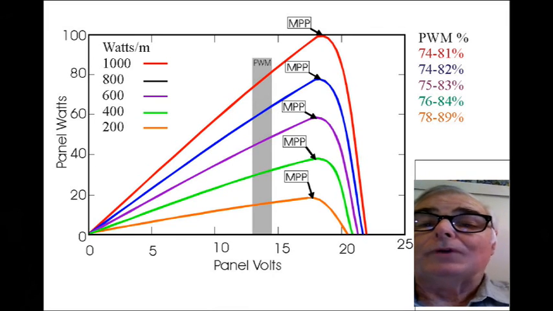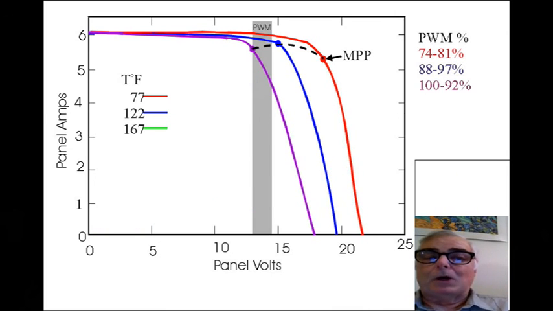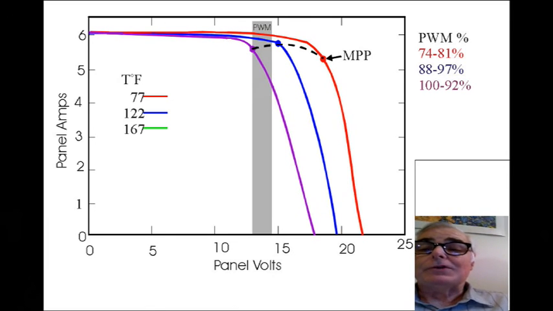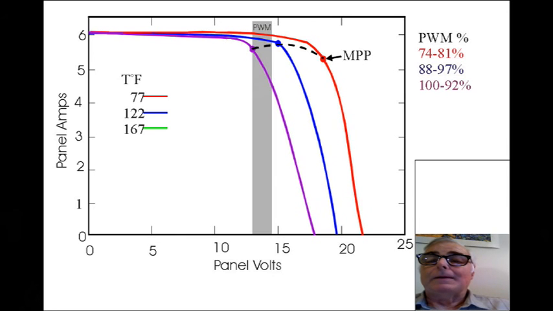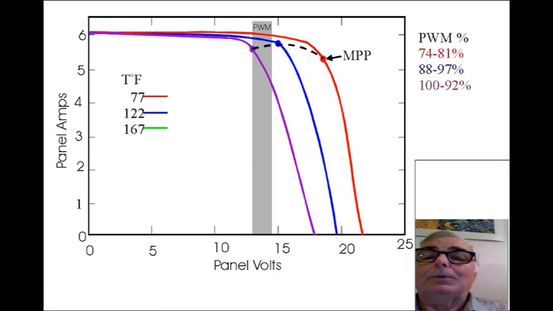Now, let's move on to my second graph. This graph is a plot of solar panel output in amps versus panel voltage. It shows three different curves for three different solar panel temperatures. The red curve is for 77 degrees Fahrenheit or 25 degrees Celsius. The blue curve is for 120 degrees Fahrenheit or 50 degrees Celsius. And the purple curve is for 167 degrees Fahrenheit or 75 degrees Celsius.